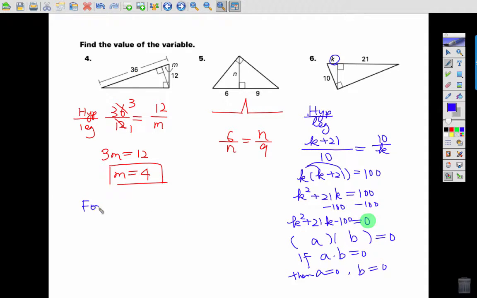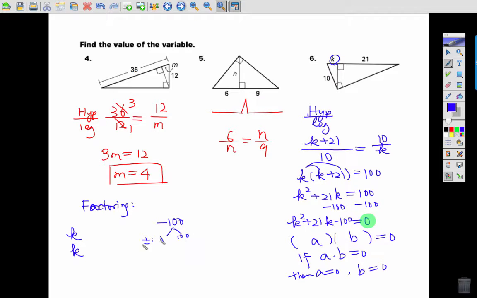Quick review of factoring of trinomials. I factor the first term, I write it vertically, k times k. Then I go to the last term, the constant term, negative 100. I'm hoping to find two numbers that I can eventually add together and get to 21. So negative 100, if I do a factor tree, maybe I'll do it here. Let's do 1. Remember, these are all positive and negative on all sides.